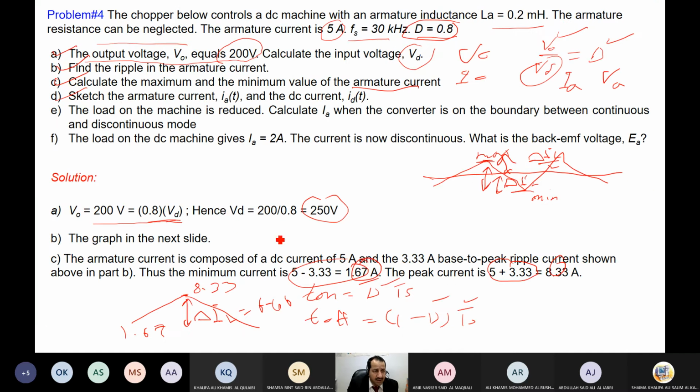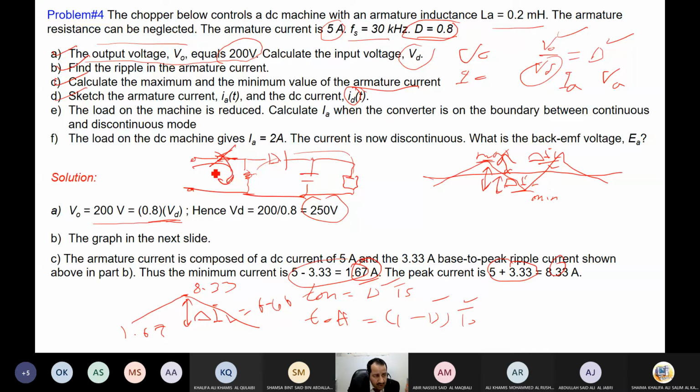Let me sketch the circuit to remind you. The circuit was working in this way. Switch, inductance, diode, capacitor, and the load. Now when the switch is on, current will flow through the inductance. When the switch is off, energy in the inductance will rotate. So what he asked me to do here is sketch diode current.